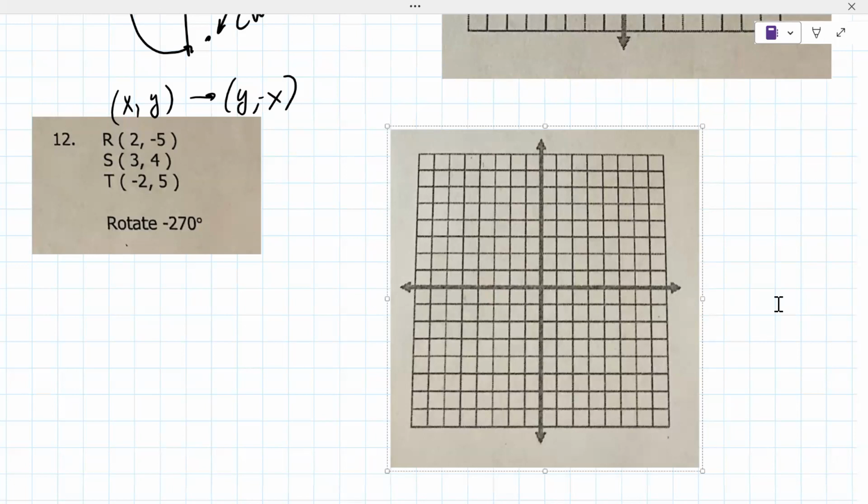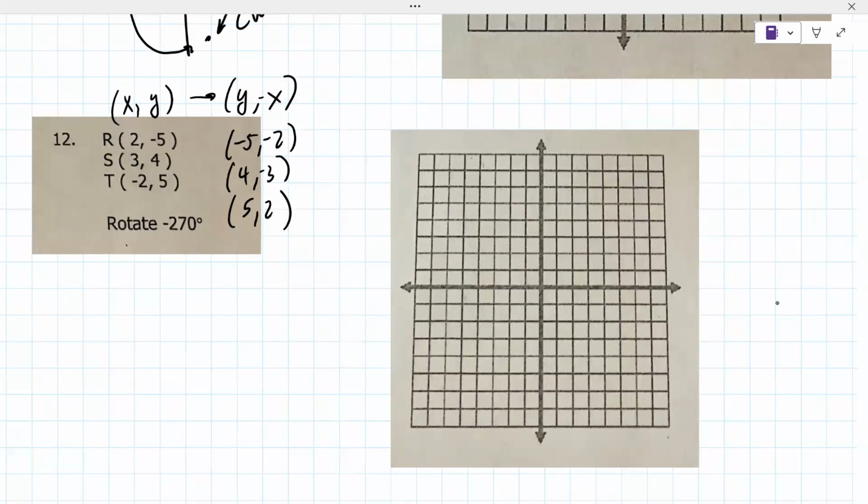R prime is -5, -2. S prime is 4, -3. Good. And T prime is 5, 2. All right. Good job. Okay, so go ahead and sketch this, and I'll do the same after you've got it down.